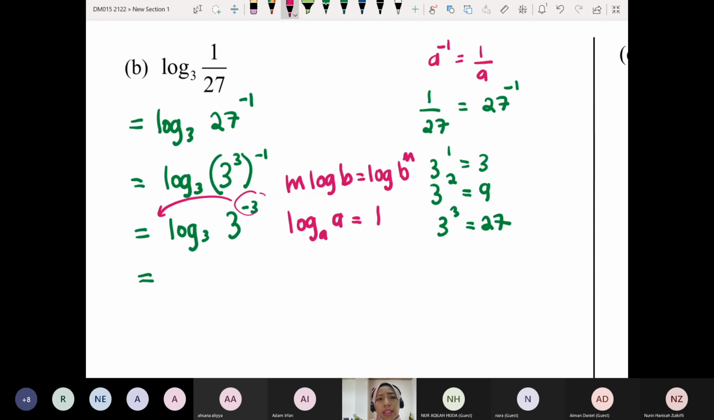So in order for you to succeed, in order for you to be able to answer this log function, every step you must have a reason. What kind of log properties do you use? So in my case, negative 3, I bring to the front first. Negative 3 to the front, so it becomes log 3, then I cancel out some negative 3.